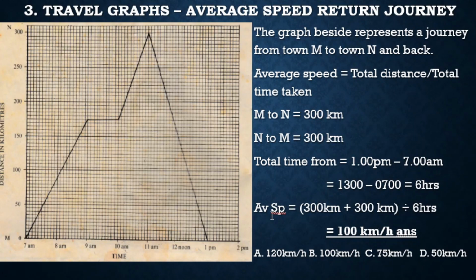So now to get the average speed, we get the total distance, which you have seen is 300 kilometers from M to N plus 300 kilometers from N to M, and we divide by 6. So 600 kilometers divided by 6, which gives us 100 kilometers per hour.